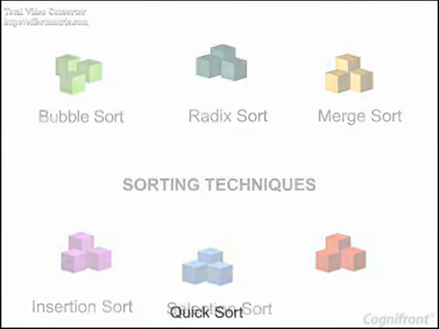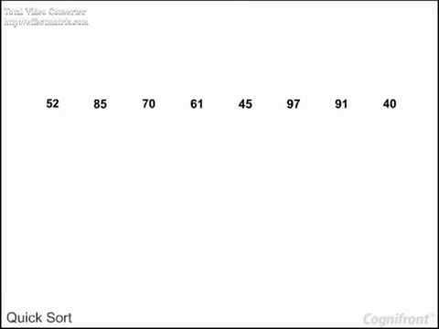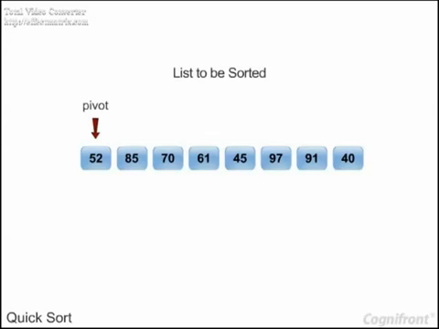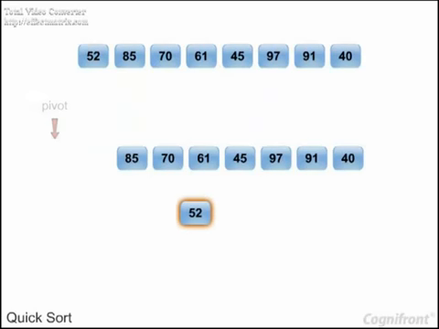Next is the quick sort. Now suppose we want to sort the marks of mathematics secured by the students. In this method, first of all, we choose a pivot element. Let it be 52. It is not necessary to select the first item as the pivot. We can choose any item.